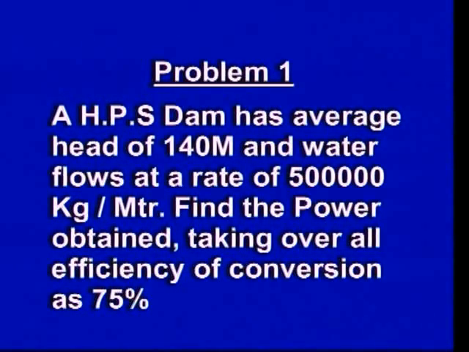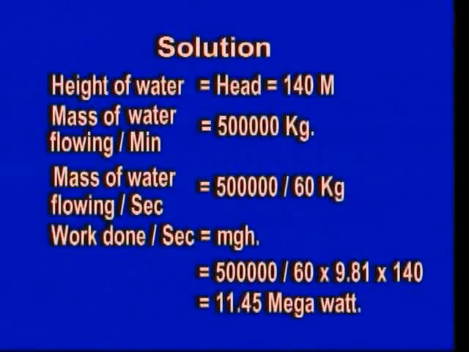Problem 1. A hydroelectric power station dam has average head of 140 meters and water flows at a rate of 5 lakh kg per minute. Find the power obtained taking overall efficiency of conversion as 75%. Let us solve this problem. It is given that height of water, that is, head, is equal to 140 meters and mass of water flowing per minute is equal to 5 lakh kg. Mass of water flowing per second is equal to 5 lakh by 60 kg.